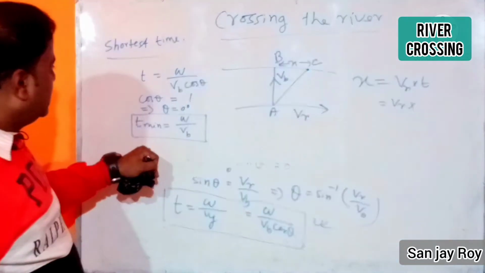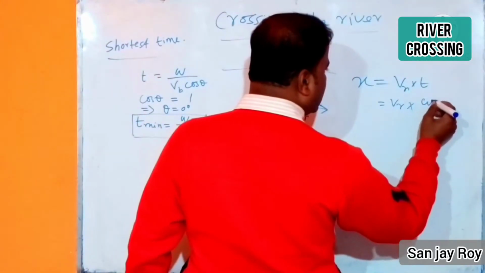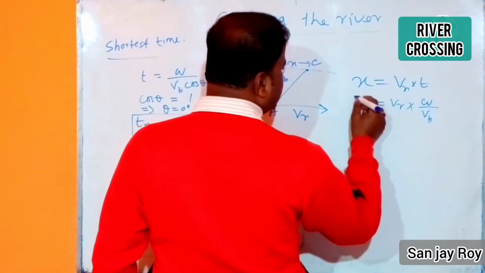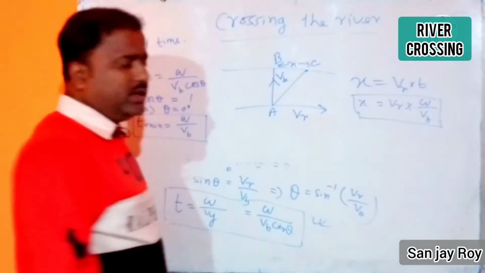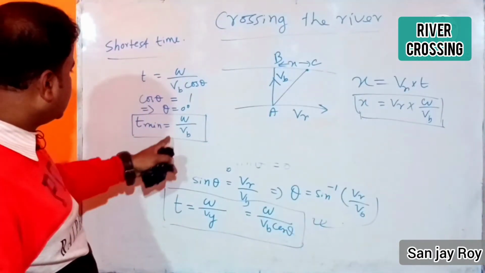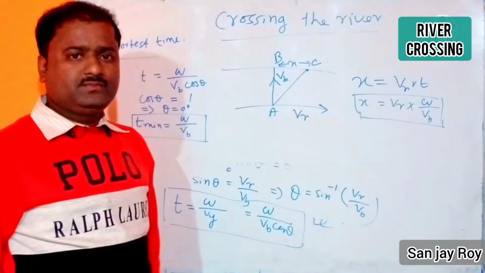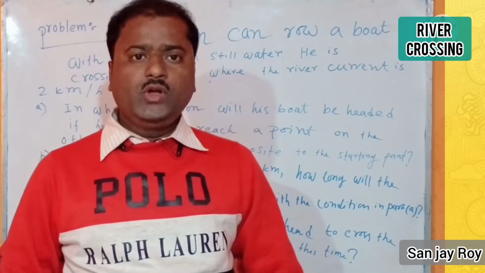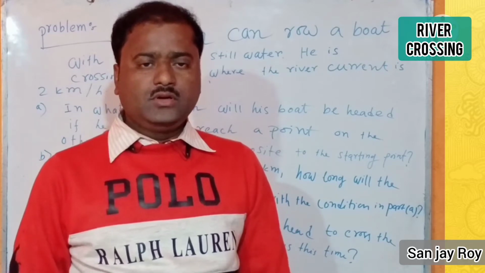Here this T equal to W by VB. Then this is the drift for crossing the river in the shortest time, and this shortest time T min equal to W by VB. Now I will discuss some numerical problems relating to crossing the river.